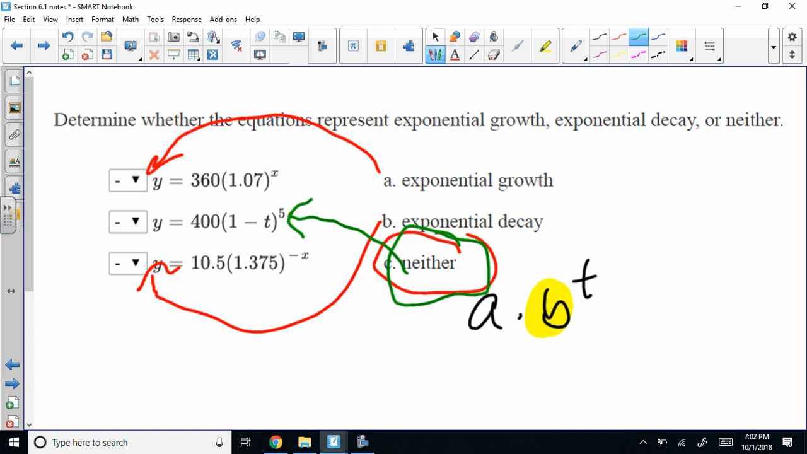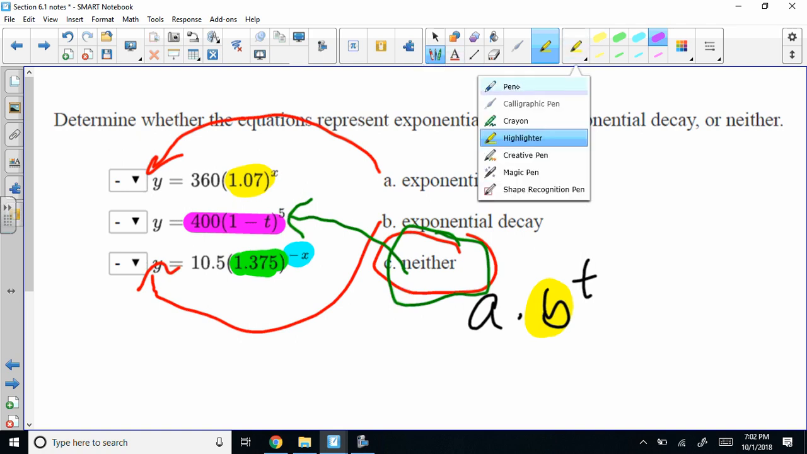Note that the base here is above 1, and it has a positive x. This base down here is also above 1, but look at the exponent. It's a negative x, which means decay. And of course, in this one, the variable is down in the base part, and it has to be up in the exponent for it to be an exponential, because that's all the criteria that we were looking at the other night.